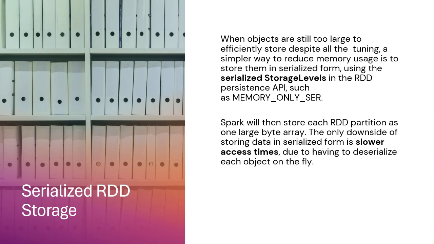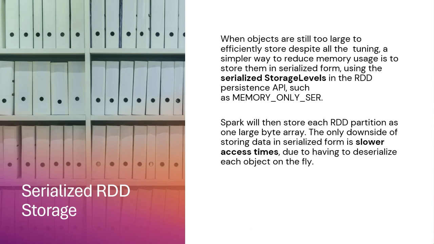Then another thing that we can do is, if the objects are still very large, you have optimized the memory, you have fine-tuned your data structures, but still the object is very large, what do you do? Another way is to serialize them, store them in a serialized form. If we serialize them, they will occupy less space, they'll get compacted. How can we do that? We can have serialized storage levels set for our RDD. There are multiple types of serialization that an RDD allows. For example, one of them is memory only serialization.